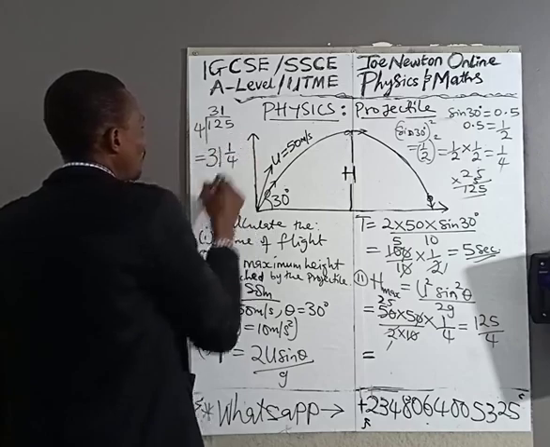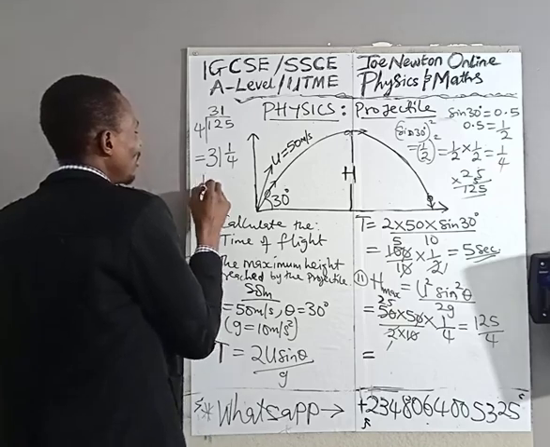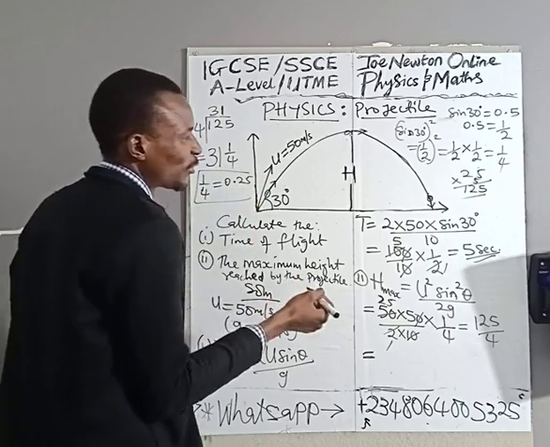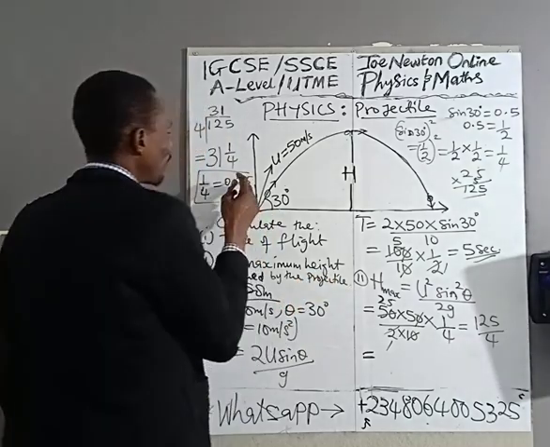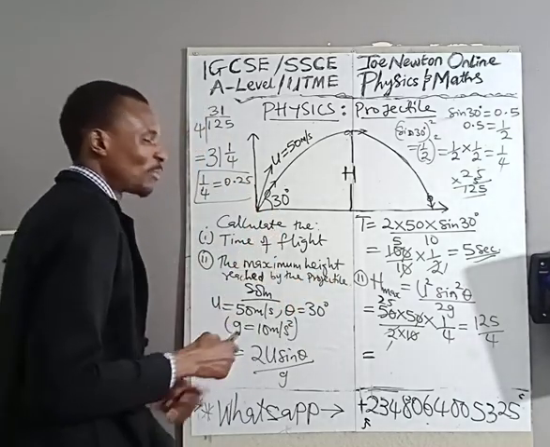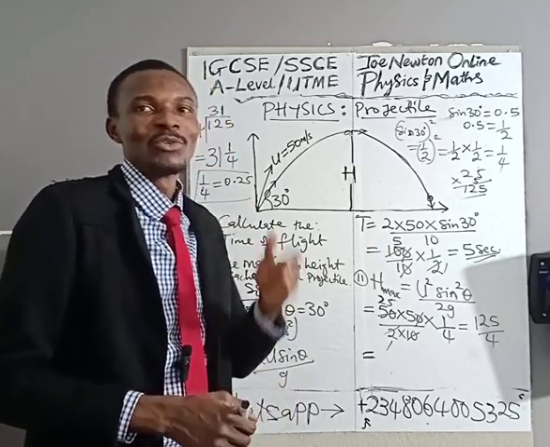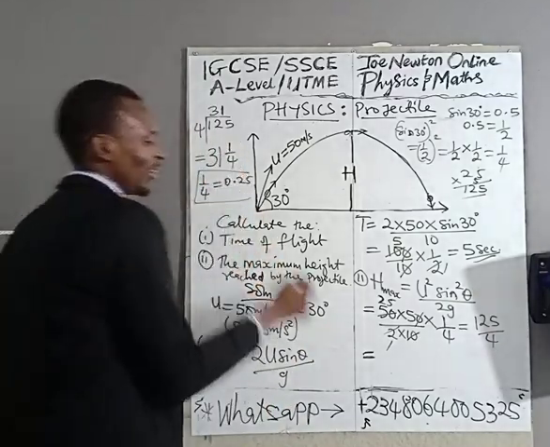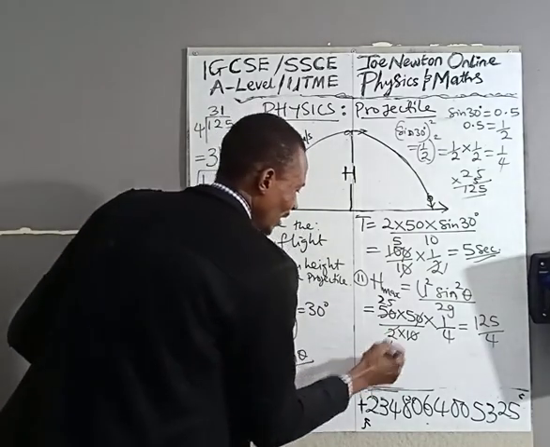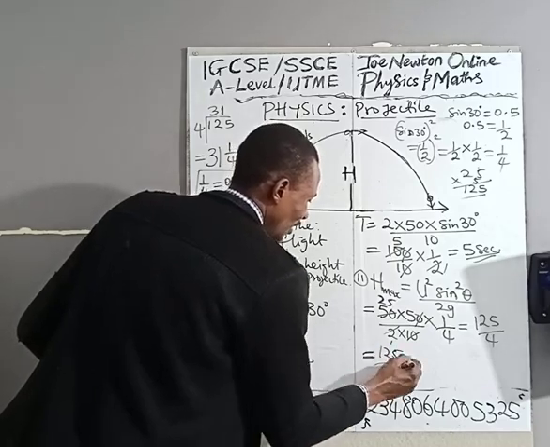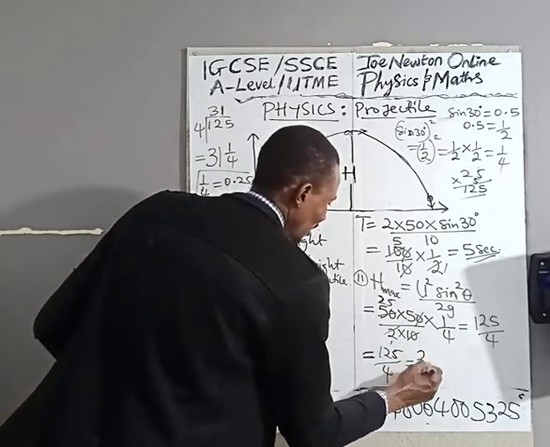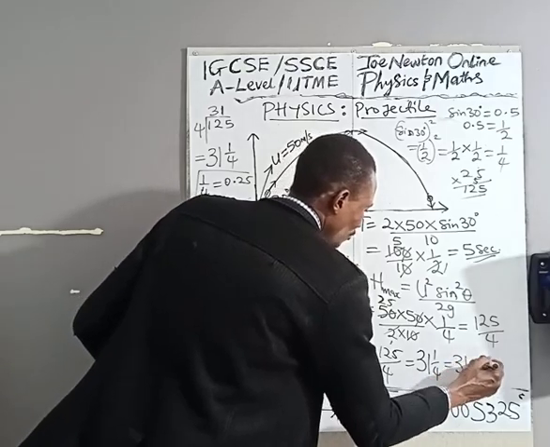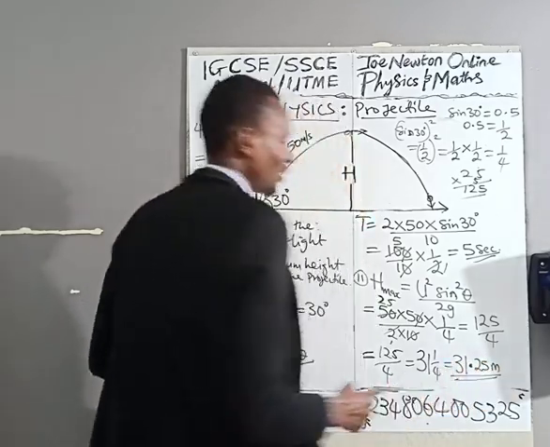Remember 1 over 4. And 1 over 4 is equal to 0.25. Hope you know this. How is it so? 0.25 means 25 over 100. When you reduce to the lowest term, you get 1 over 4. Okay? So when we marry this to this, we have that 125 over 4 is equal to 31 whole number 1 over 4, equal to 31.25 meters. So that is our answer.